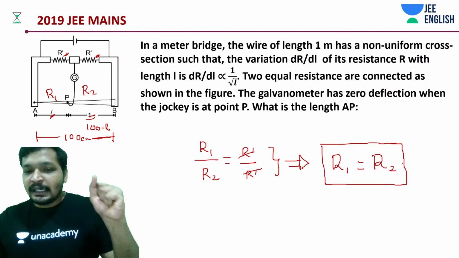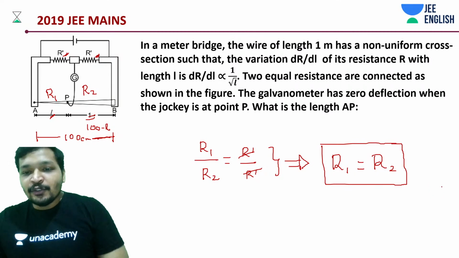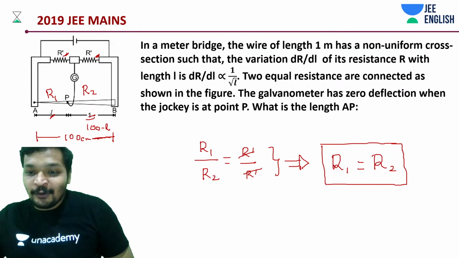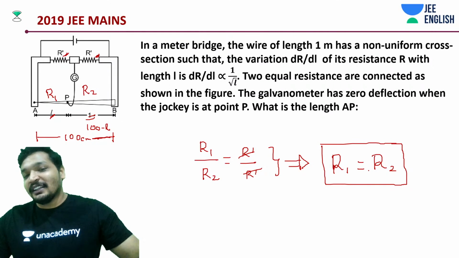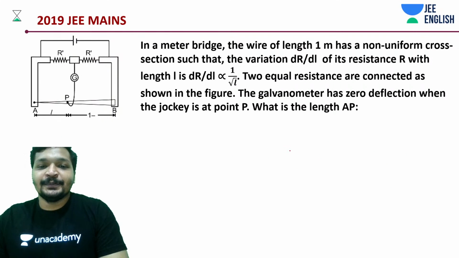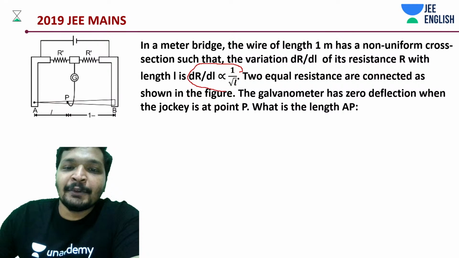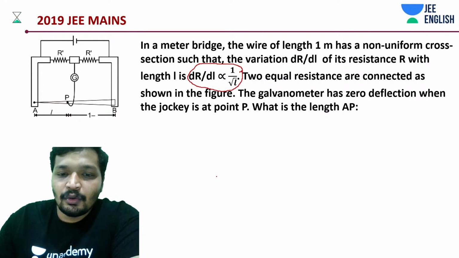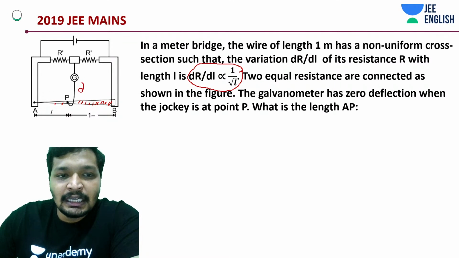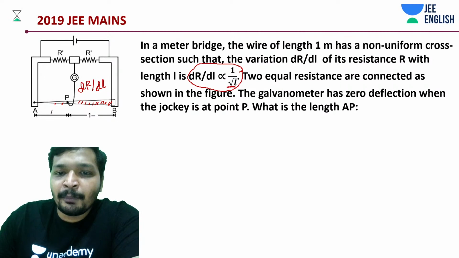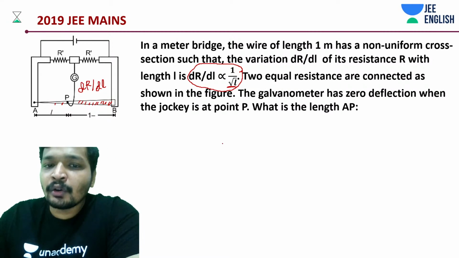Just assume that from the next exam onwards, one of you, not all of you, might get one such function. It's possible. I'm not saying you're definitely going to get it, but once you develop that aptitude, it's not a big deal. So what is given to you? This wire over here is following dR by dL proportional to 1 by root L.